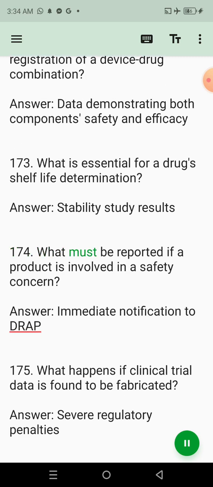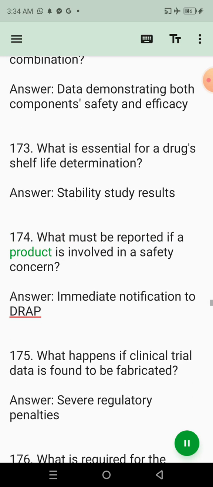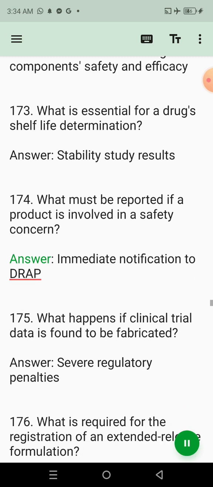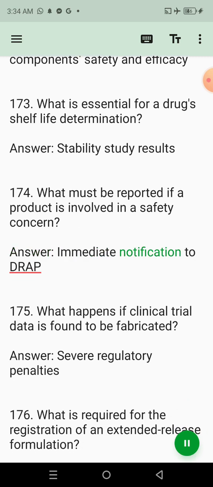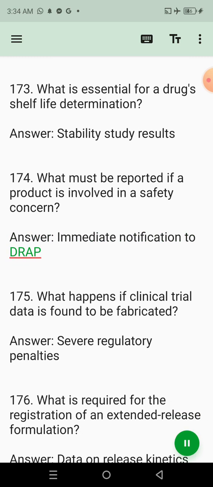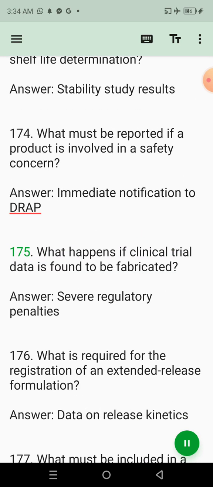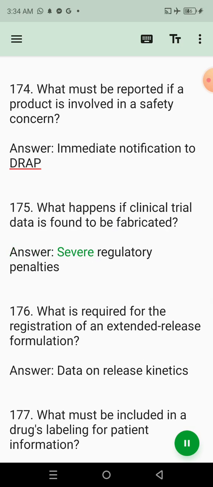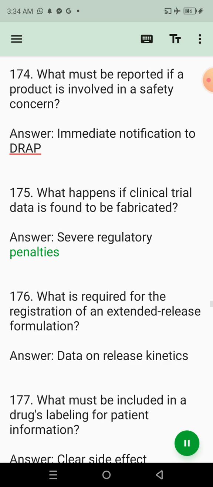174. What must be reported if a product is involved in a safety concern? Answer: immediate notification to DRAP. 175. What happens if clinical trial data is found to be fabricated? Answer: severe regulatory penalties.